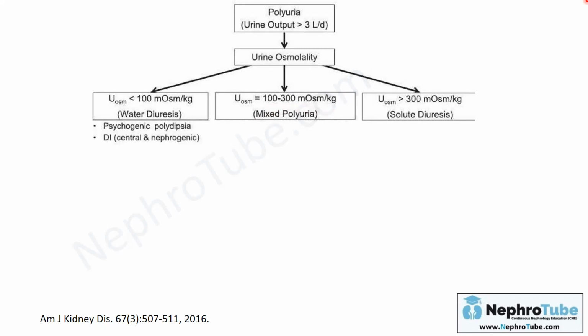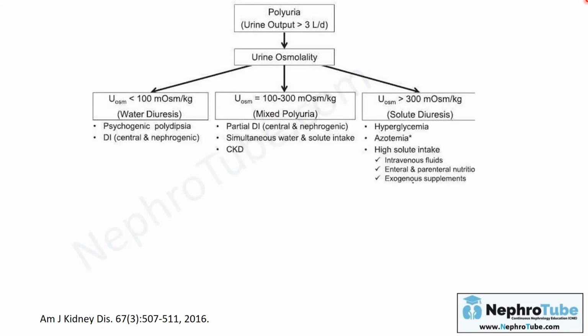If it is totally due to water diuresis, it may be due to psychogenic polydipsia or diabetes insipidus. Mixed polyuria may be in partial diabetes insipidus, chronic kidney disease, or simultaneous water and solute intake. And if it is solute diuresis, more than 300 milliosmol per kilogram, the cause is mainly a high solute level in the blood, whether due to hyperglycemia or azotemia, as in the case of urea in obstructive cases.